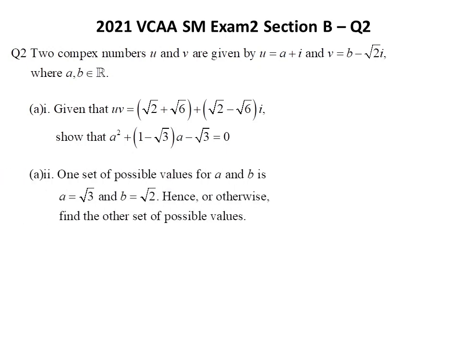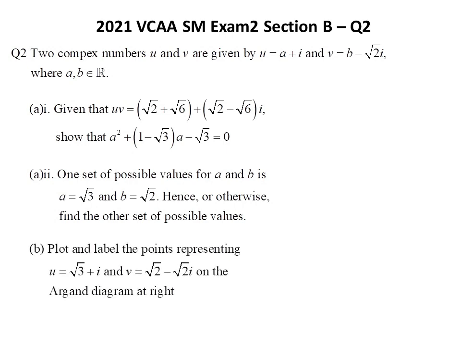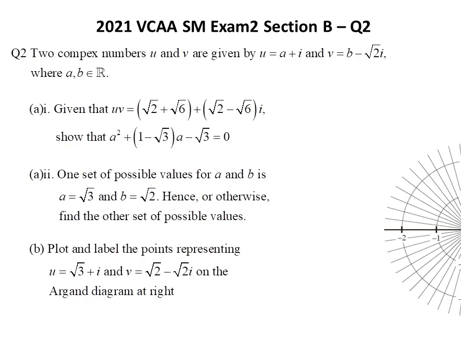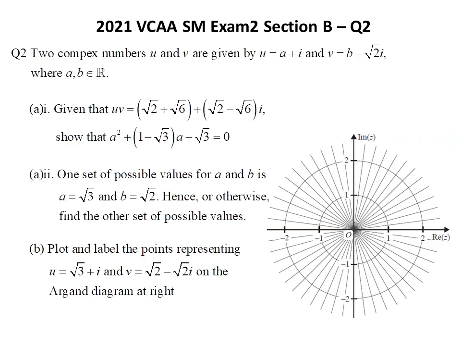In section 2 of part A, it says that one set of possible values for a and b is a equals square root 3 and b equals square root 2. The question in this section is to find the other set of possible values of a and b. Part B of this question is to plot and label the points representing u equals square root 3 plus i and v equals square root 2 minus square root 2 i on the Argand diagram as shown here.